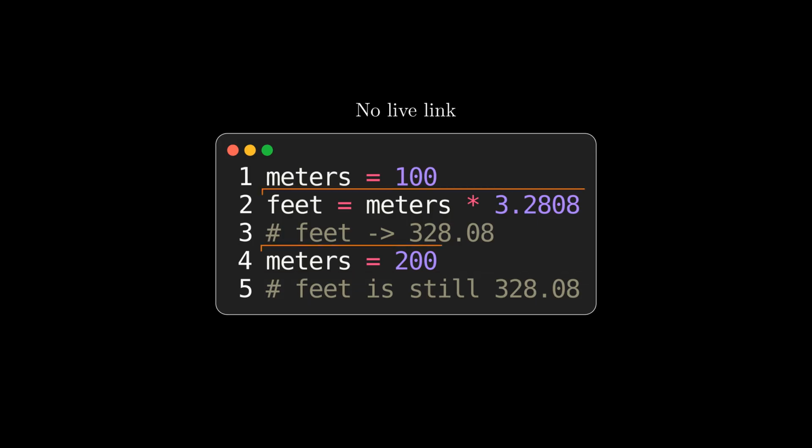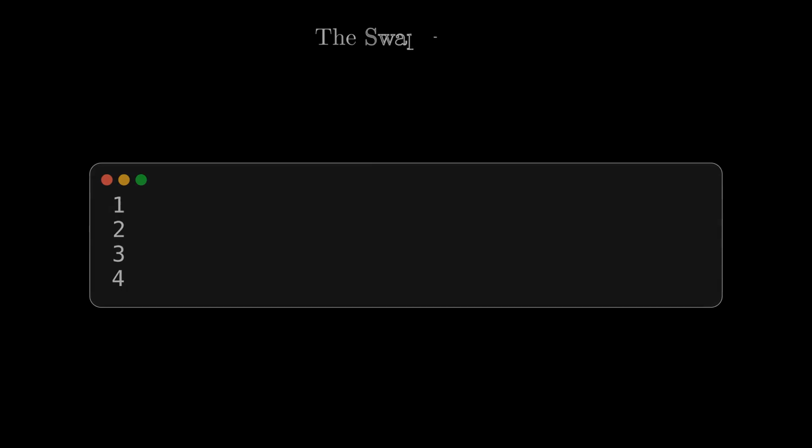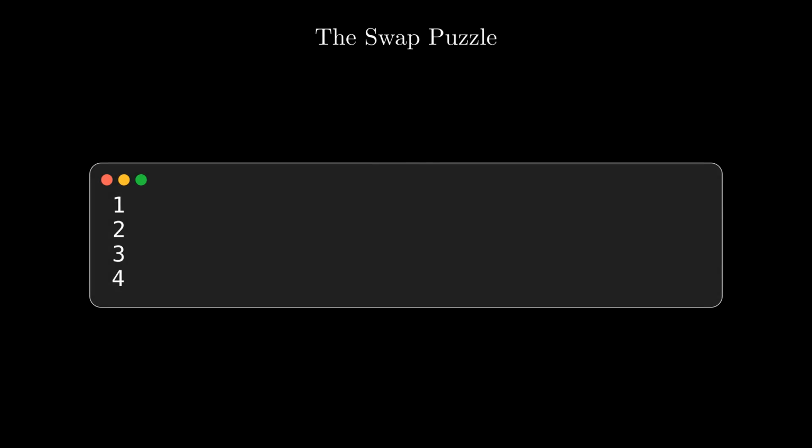Python has no idea that feet was calculated from meters. There's no link between them. Feet is just a number now. The formula evaporated the instant the calculation finished. This non-link between variables creates a famous puzzle, swapping two values.